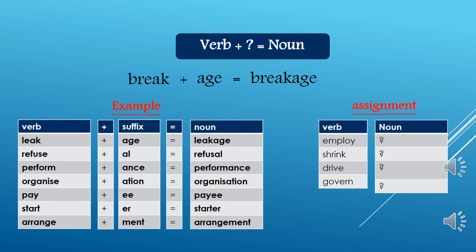Pay plus double e. Pay was a verb, double e is added, and the word payee is created, and payee is a noun. So verb plus double e is equal to a noun. Start plus er. When er is added to a verb, it forms nouns like starter. Arrange plus ment, arrangement. Arrange was a verb, ment was added, and arrangement is created, and this is a noun.